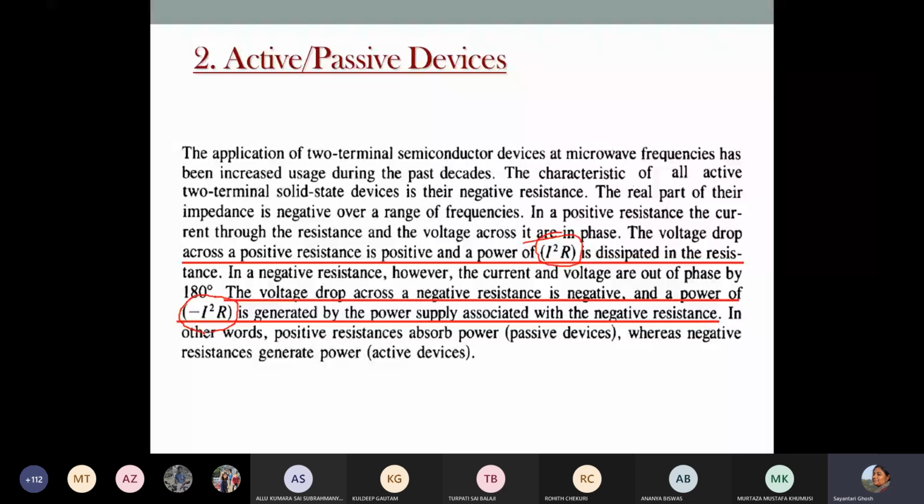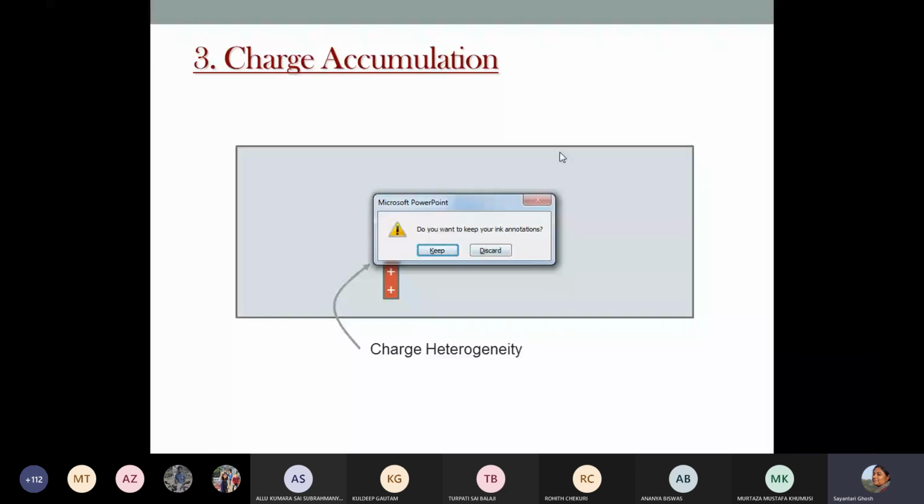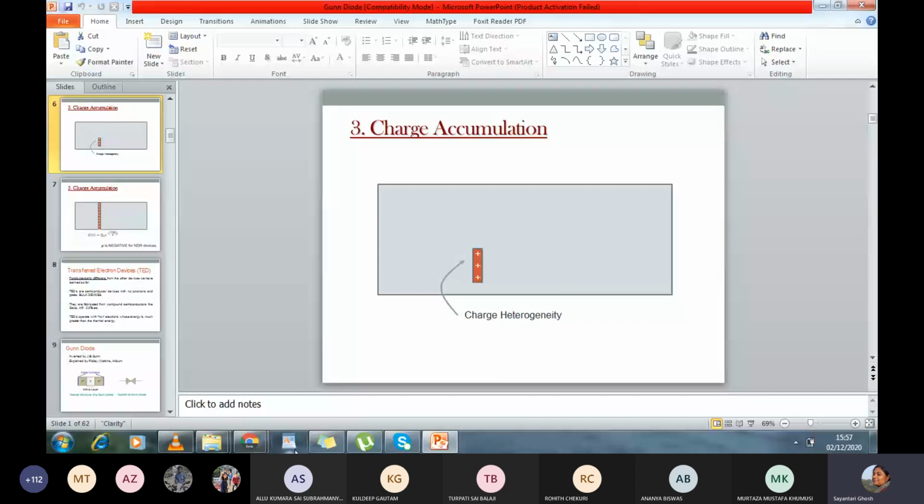The third thing that I need to talk about today, and this is what we are going to focus on today, is the phenomenon of charge accumulation. And for that, I have a small recording for you. So I will just try to explain as I go on.